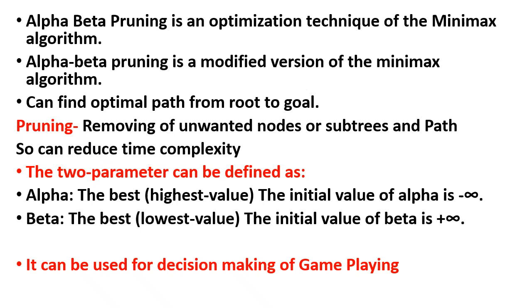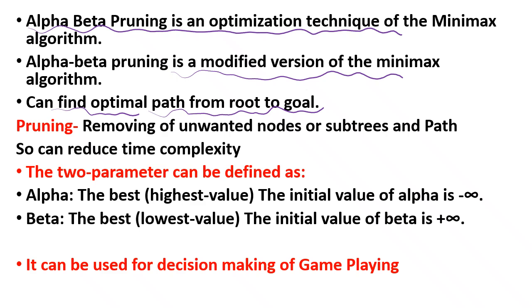What is alpha beta pruning? Alpha beta pruning is an optimization technique of the min-max algorithm. It is the modified version of the min-max algorithm. By using alpha beta pruning, we can find the optimal path from root to goal state.